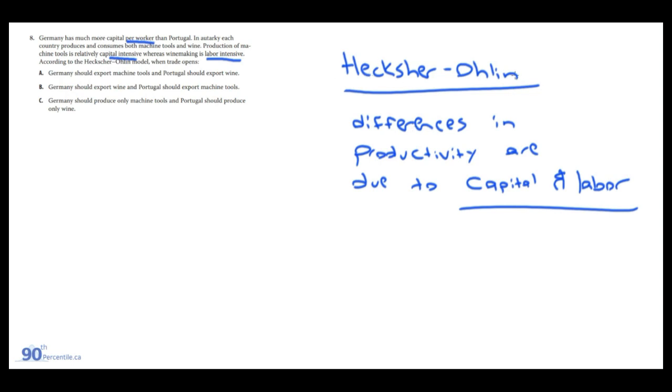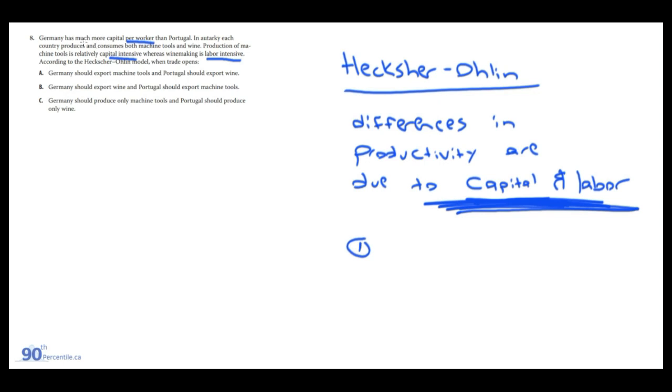So the Heckscher-Ohlin model is a little bit different than the Ricardian model, which we just went over. It said differences in productivity are due to technology differences amongst countries, but here we have differences in productivity due to the relative supplies of capital and labor. So we have 2 factors: the relative supplies of capital and labor in each country. So a country that has relatively more of either capital or labor should export goods associated with the factor that they have an abundance of in order to benefit from trade, right?